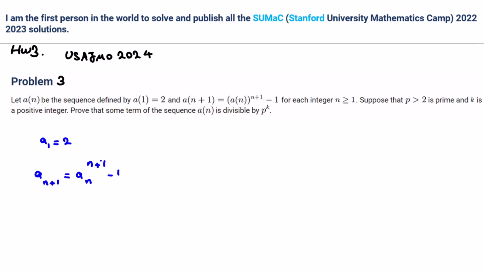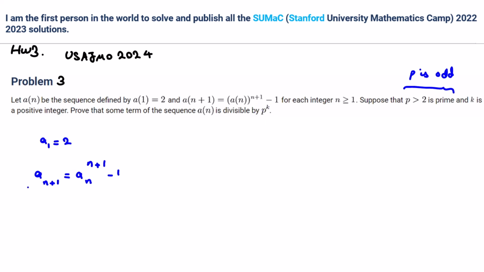2 and prime. Because p is greater than 2 and prime, it means p is greater than or equal to 3, or p is odd, right? And k is a positive integer. Then it says prove that some terms of a_n are divisible by p to the k.